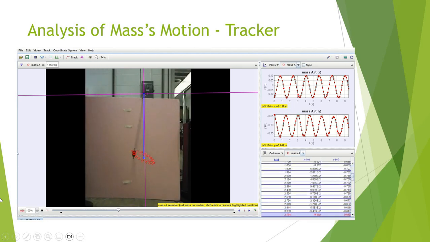Using the video provided in Tracker technology, I plotted the x and y positions of the mass for each frame of motion. It shows the x-axis to be to the right and the positive y-axis to be upwards.